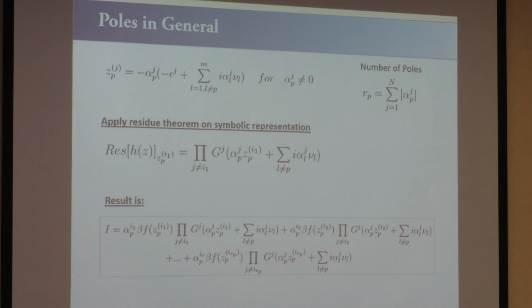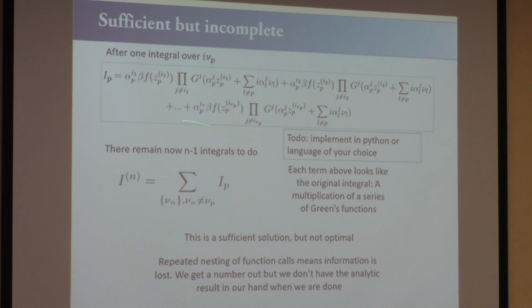So this is some formal stuff that I don't really expect any of you to follow, but that's OK. The number of poles is just going to be the sum of a certain number of those coefficients that's non-zero. Okay? And the result looks like some big mess. And I want to just look at this mess. So this is after one integration over iν_p, where p is one of those frequencies.